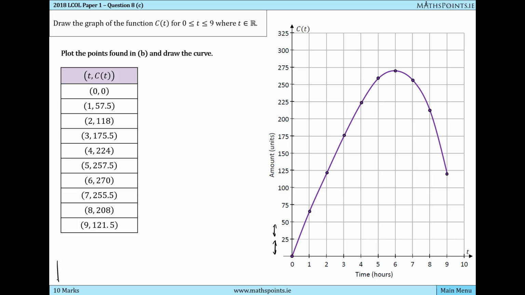And for drawing the graph, we'll get another 10 marks. So for finding the points and then placing them on the graph and connecting them up, we get a full 20 marks for that. So it's a very rewarding question, and it's important to make sure we know how to find those points correctly.